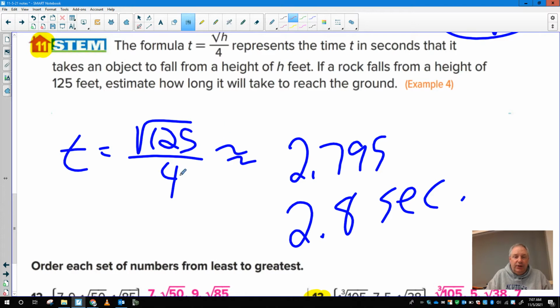Number 11, again, make sure you understand how to use your calculator and you're getting this answer. When you're dividing by 4, make sure you put the parentheses around both sides. We talked about that on Wednesday.